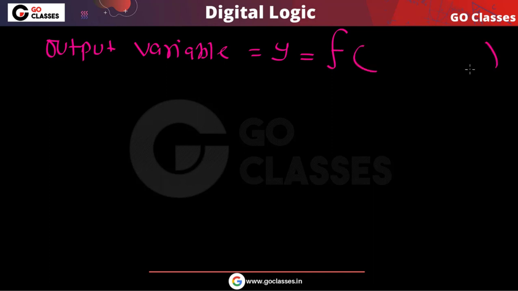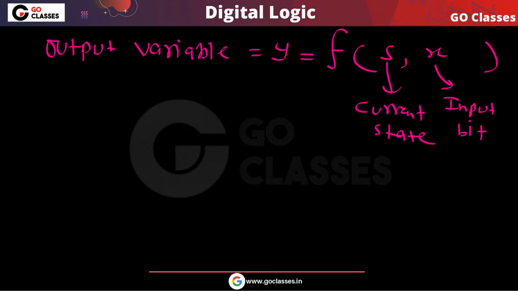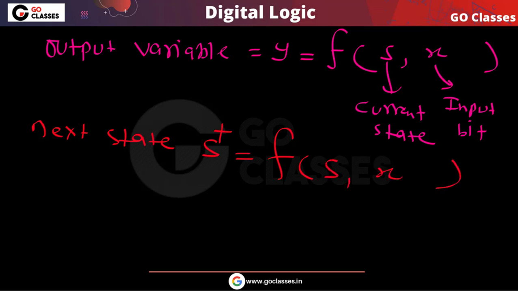Now this will actually depend on two things. What is your current state, and what is your input? Let's assume this is the input bit, and this is your current state, the present state. So you can notice the output will depend on your current state and your input bit. Similarly, your next state will also depend on your current state and your current input.